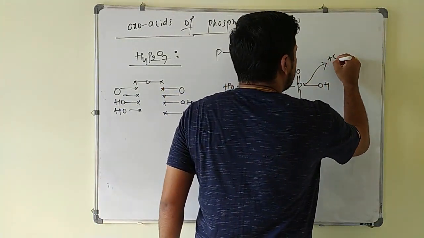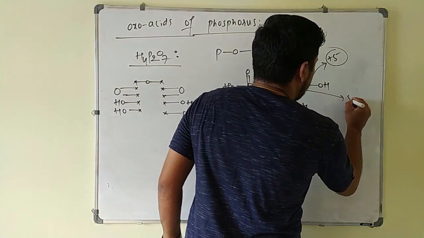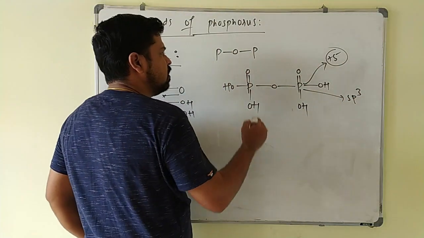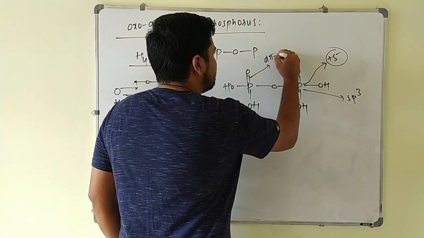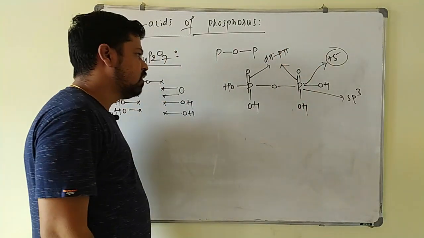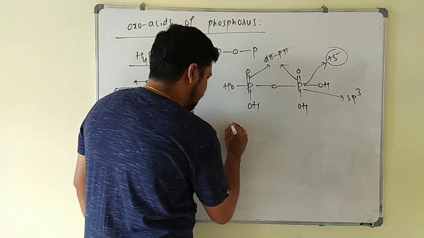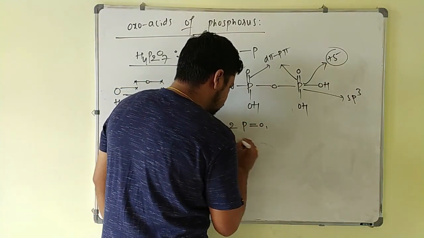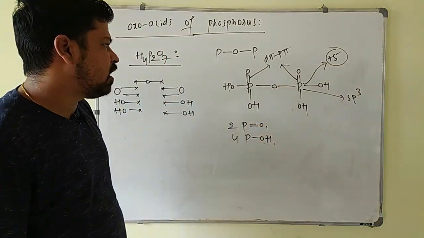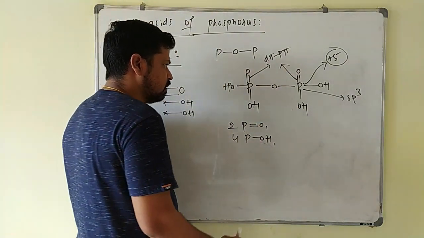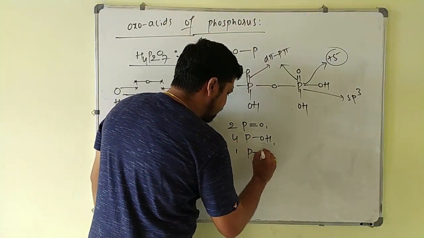So what is the oxidation state of the phosphorus here? This will be +5, this also +5, and hybridization is sp3, so it has 2 p5d5 bonds. So it is having 4 POH bonds, it is tetrabasic in nature, it has 2 P double bond O bonds, 4 POH bonds, so it is not having any PH bond, means it is not having any reducing property. 4 POH bonds are there, 1 POP linkage is there.